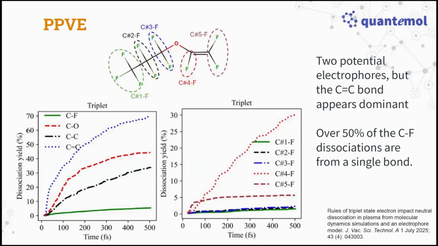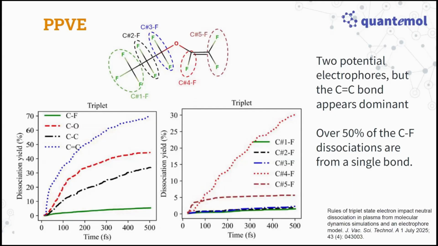And lastly, the molecule that I looked at from these sets of papers was this molecule here that has both a double bond and an oxygen. So it's two potential electrophores. The CC bond appears to be the most dominant electrophore by the fact that the dissociation yield is the highest. But now that we don't have this alcohol functional group, we have regained the intense CO dissociations that we didn't have before, but did have in the two original molecules.